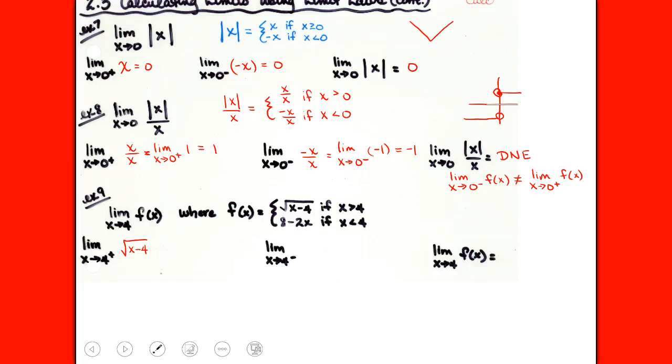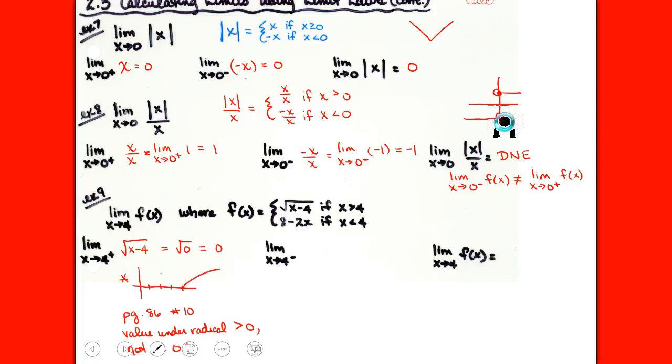Now, we have a law on page 86, number 10, that said you can use direct substitution and plug in for a radical as long as the value under the radical is greater than 0. When I use direct substitution here and plug in 4, I get the square root of 0, and flashing lights should start going off. Because the only time I get to use direct substitution is when what's underneath the radical is greater than 0, not greater than or equal to 0.